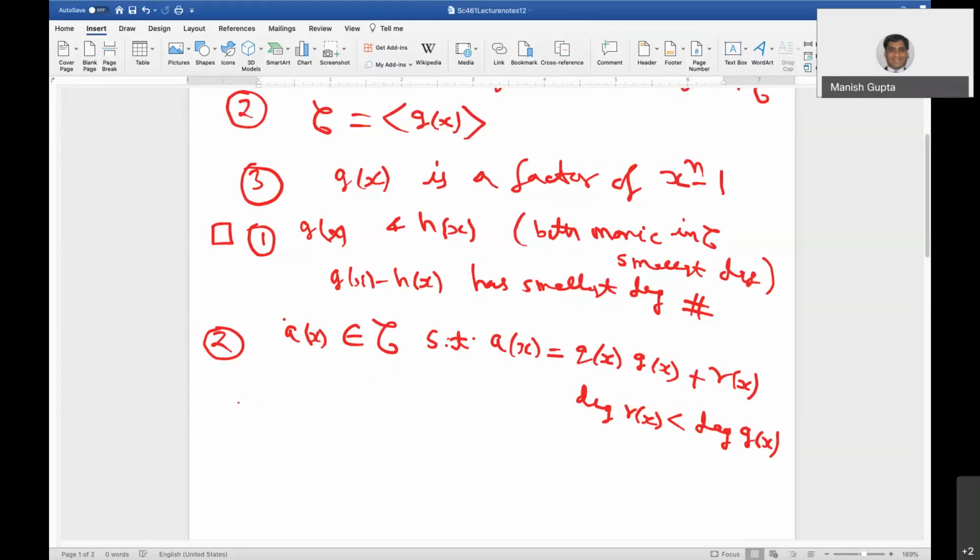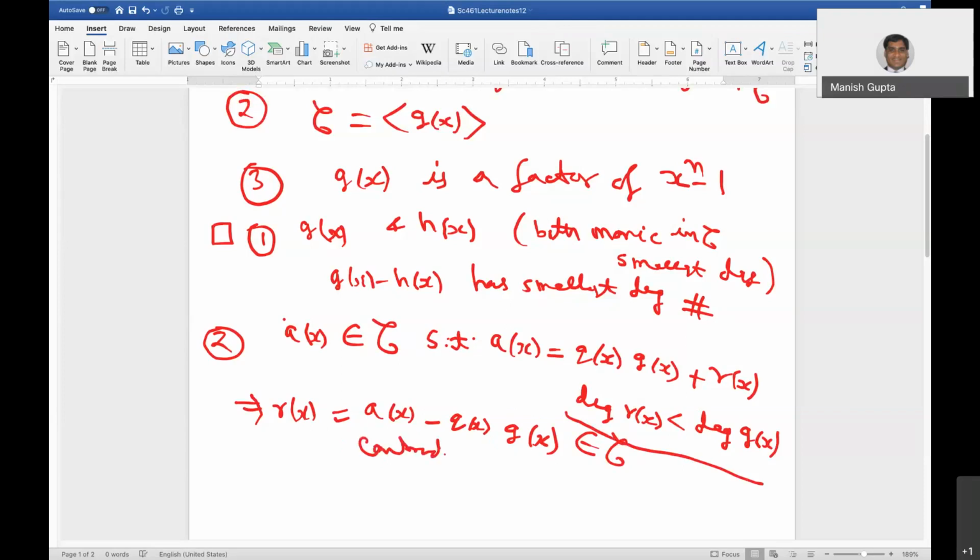This implies that we can write the polynomial r(x) as a(x) minus q(x) times g(x). I can take this to the other side, right? And this belongs to C. Now, degree of r(x) is less than degree of g(x), right? But g(x) is of the smallest degree. This contradicts the fact that g(x) is of the smallest degree, because we are getting another polynomial r(x) with degree less than g(x).